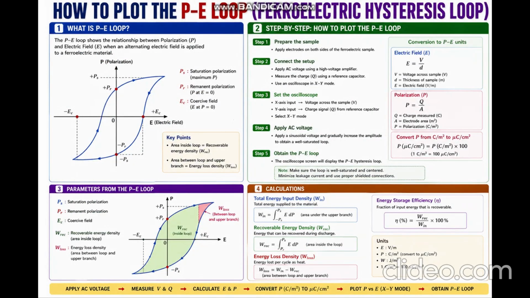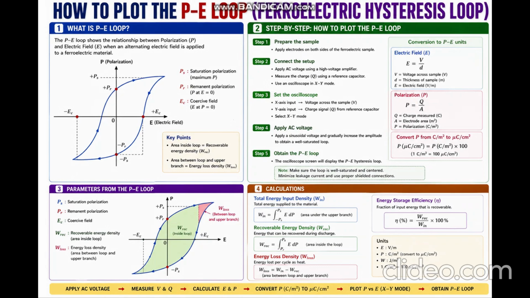Basically, when we extract the saturated polarization, which is also known as the maximum polarization, we will extract it directly from the loop, and then we will see from the loop what the values of the coercive field and the remnant polarization are. And then based on these parameters, we can calculate the recovery energy density as well as the total energy density and the efficiency of the sample.